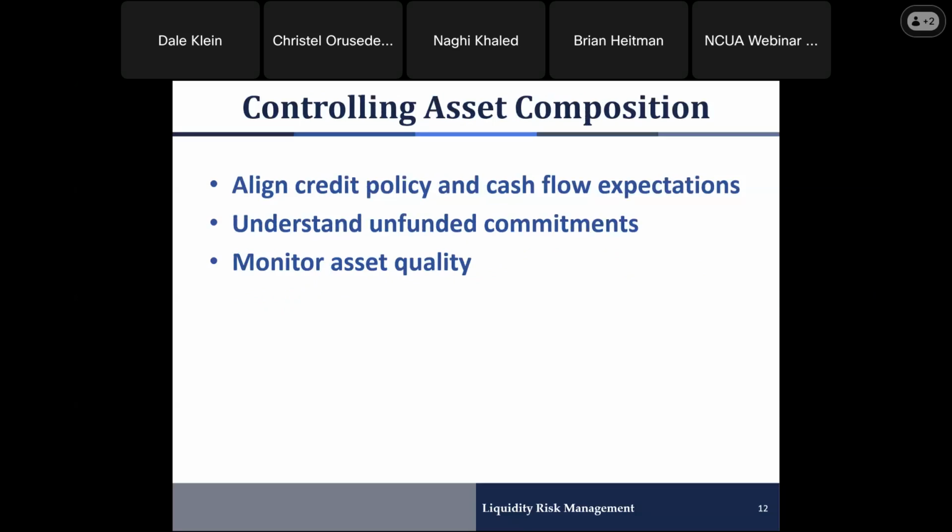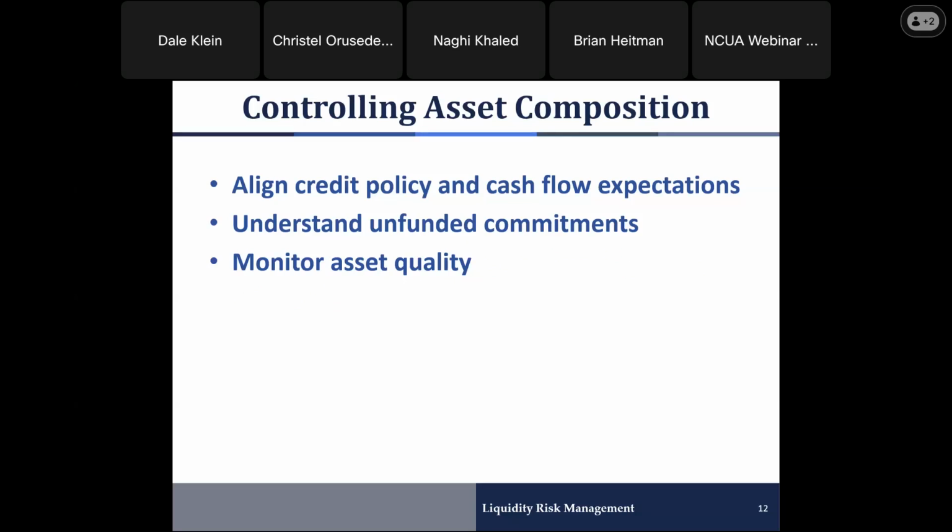Controlling asset composition and credit union balance sheets is crucial for managing risk, ensuring liquidity, and achieving financial goals. This involves aligning credit policies with cash flow expectations, managing unfunded commitments, and monitoring asset quality.